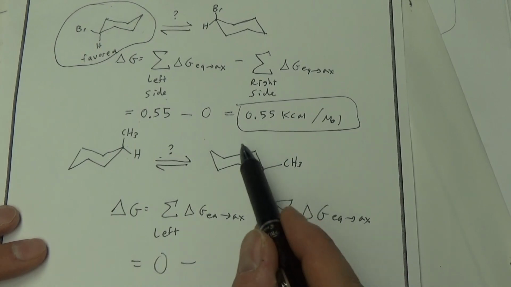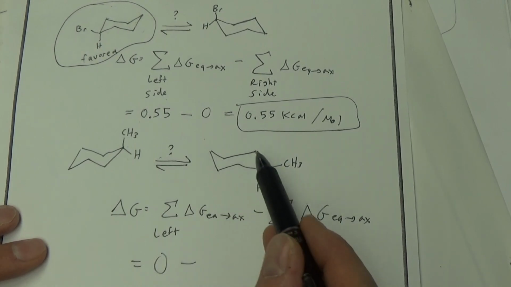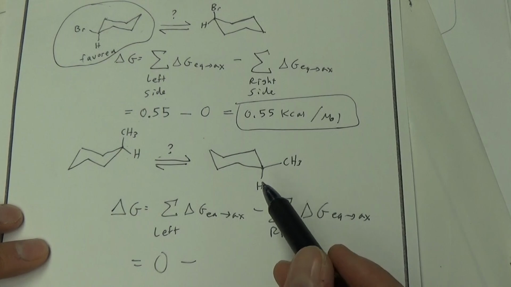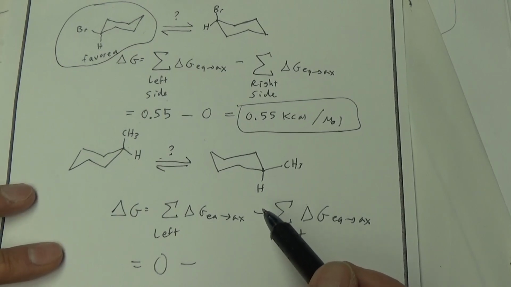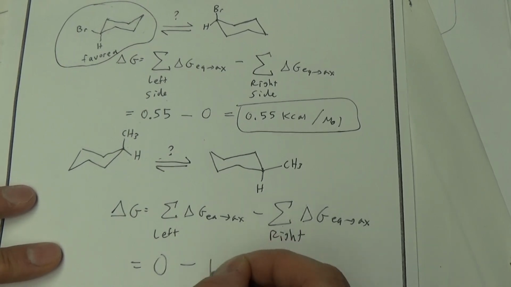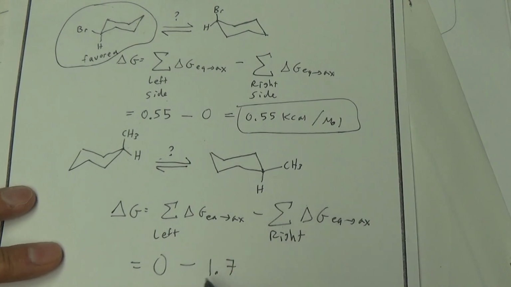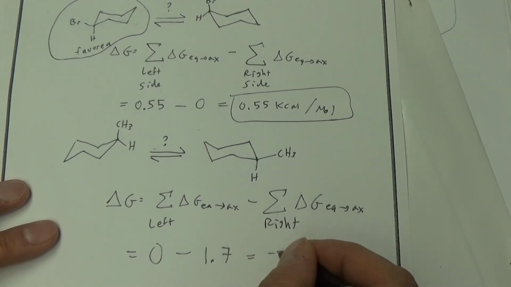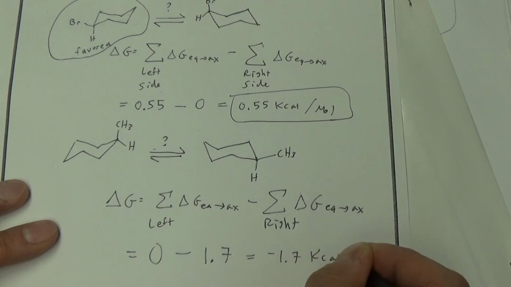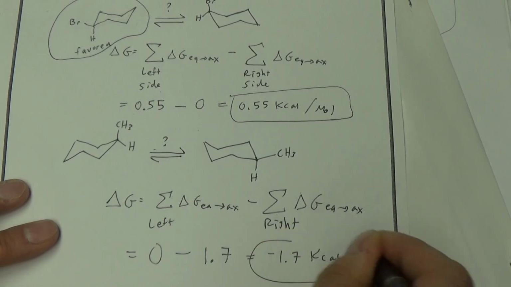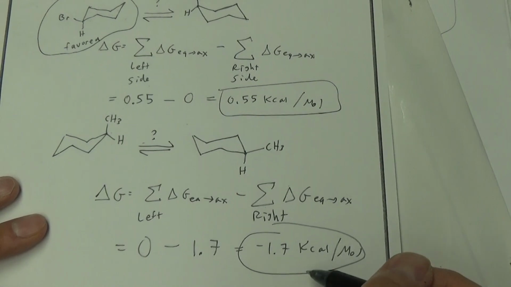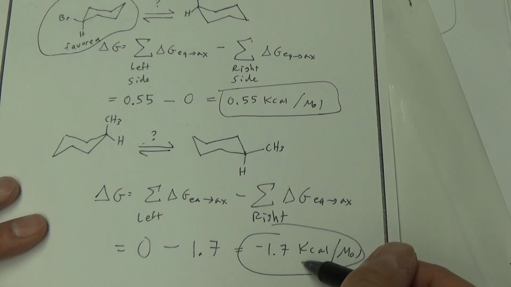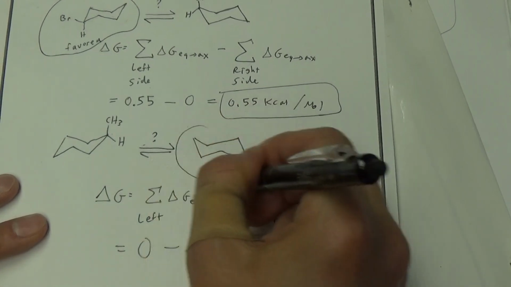On the right, we look for everything that's equatorial, aside from H's, because H's are 0 anyway. We see a CH3, it's equatorial, right? And we get the number, it's 1.7. 0 minus 1.7 is, get your calculator out, negative 1.7. Of course a negative delta G is product favored, or right side favored.